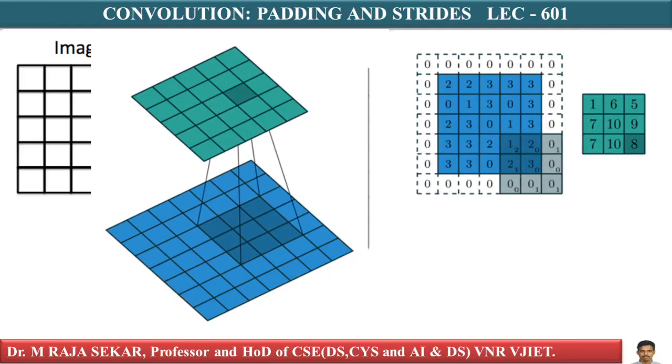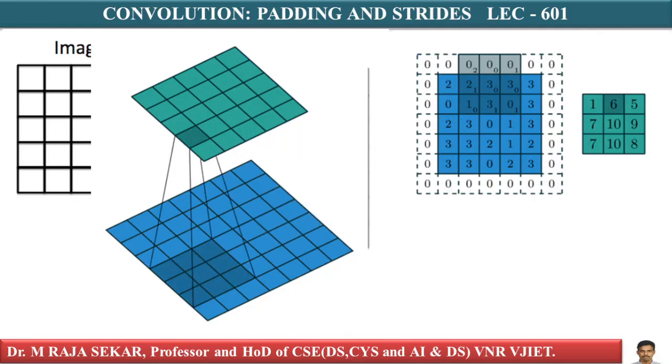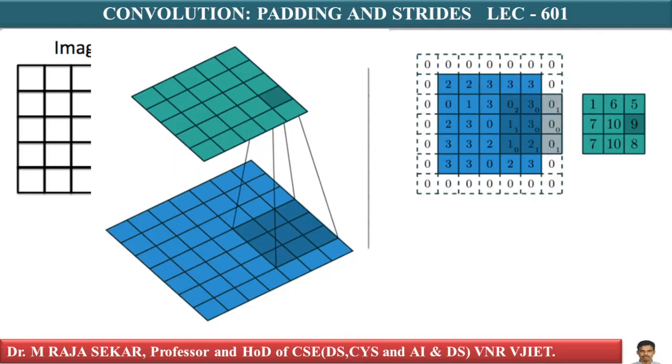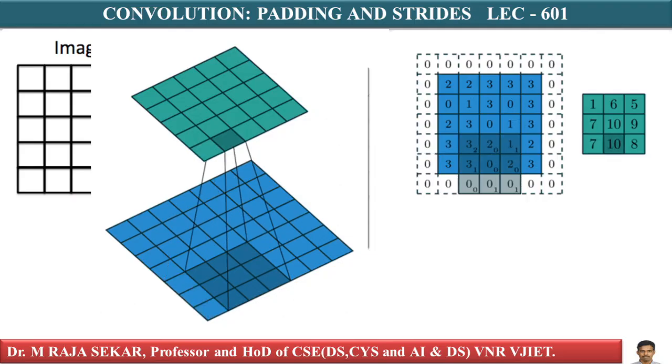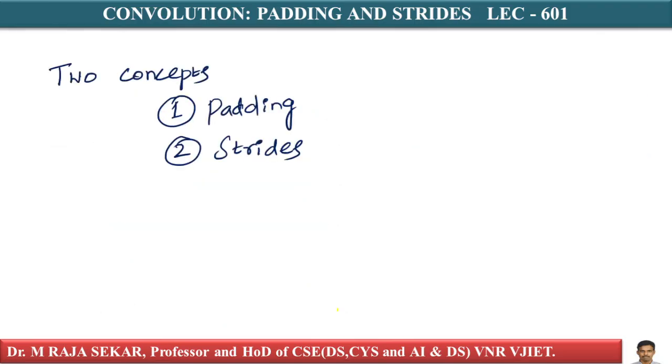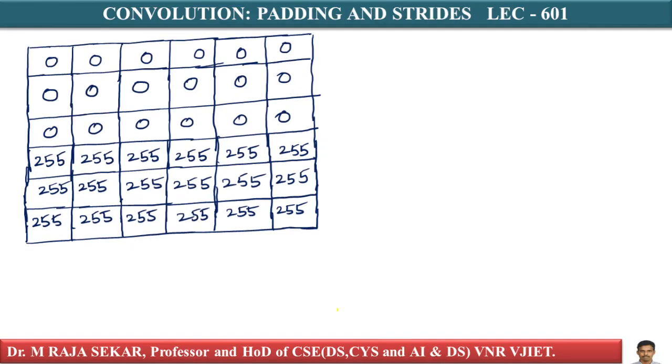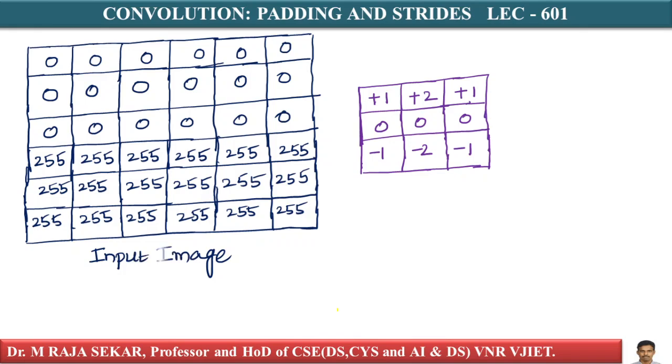In this lecture, we will try to understand padding and strides. So now let's understand two concepts. The first one is called padding and the second one is called strides. Just try to recall what the input image is. This 6 by 6 is the input image, and this is a Sobel kernel.